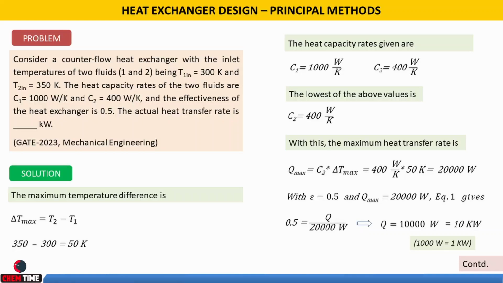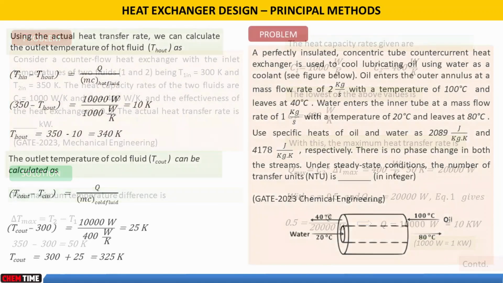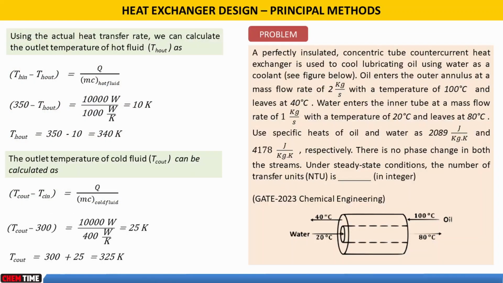So with epsilon equal to 0.5 and Qmax equal to 20,000 watts, equation 1 boils down to 0.5 equals Q by 20,000 watts, and Q is 10,000 watts. 1000 watts is 1 kilowatt, so Q is 10 kilowatts. But I'm not stopping the problem. As far as the GATE examination for mechanical engineering is concerned, this is enough.